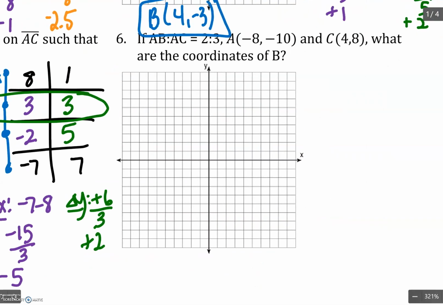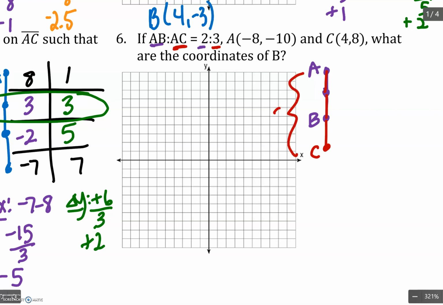Number 6, AB to AC is 2 to 3. So A to B has 2 segments, and then A to C has 3. So we already have 2 of them. We just need 1 more so that AC will be a total of 3. And since there's a total of 3, we're dividing it into 3 pieces. And just like the other ones, each point gets its own row.